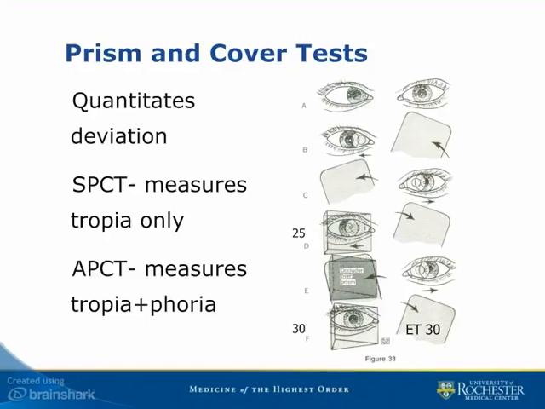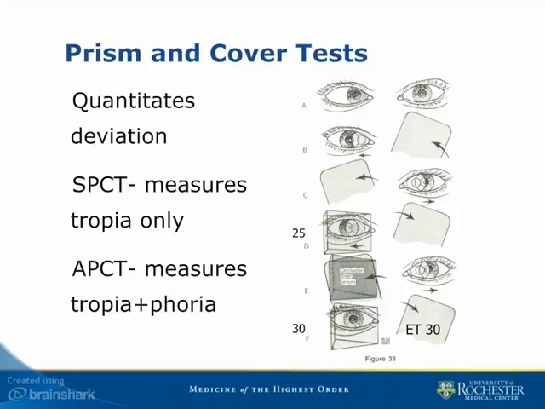So let's walk you through an alternate prism cover test here. In slide A, the right eye is deviated inwards, and with covering the left eye, the eye shifts out. This is demonstrating the presence of an esotropia. When you switch the cover over to the right eye, the left eye then swings out.